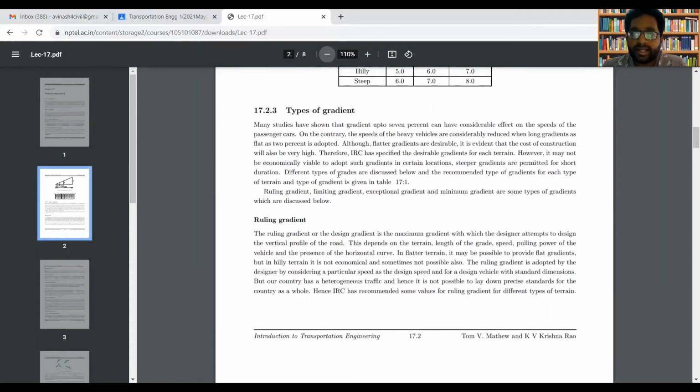Depending on the terrain, IRC, the Indian Roads Congress, has specified the desirable gradient for different terrain. So what are the different gradients specified by IRC? Ruling gradient, limiting gradient, exceptional gradient, and minimum gradient. These are some of the important gradients.